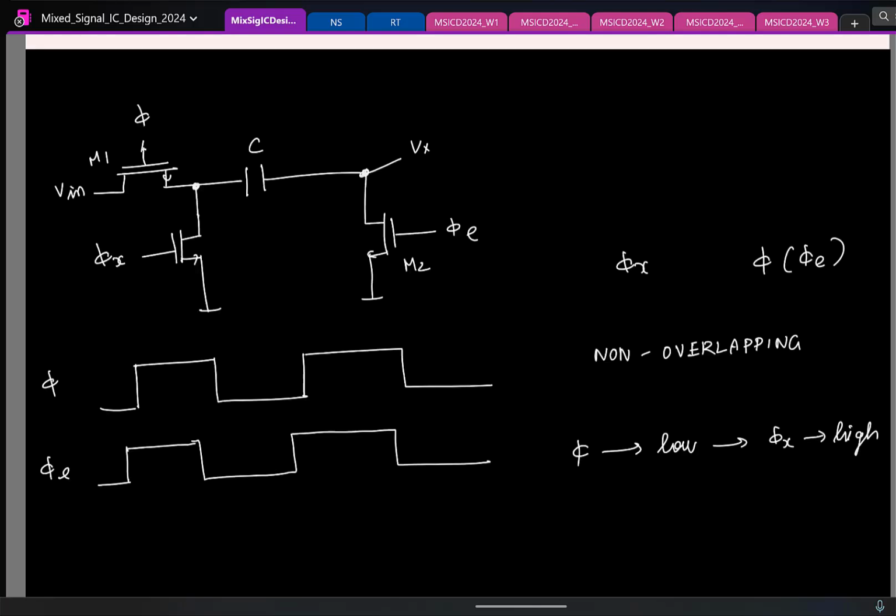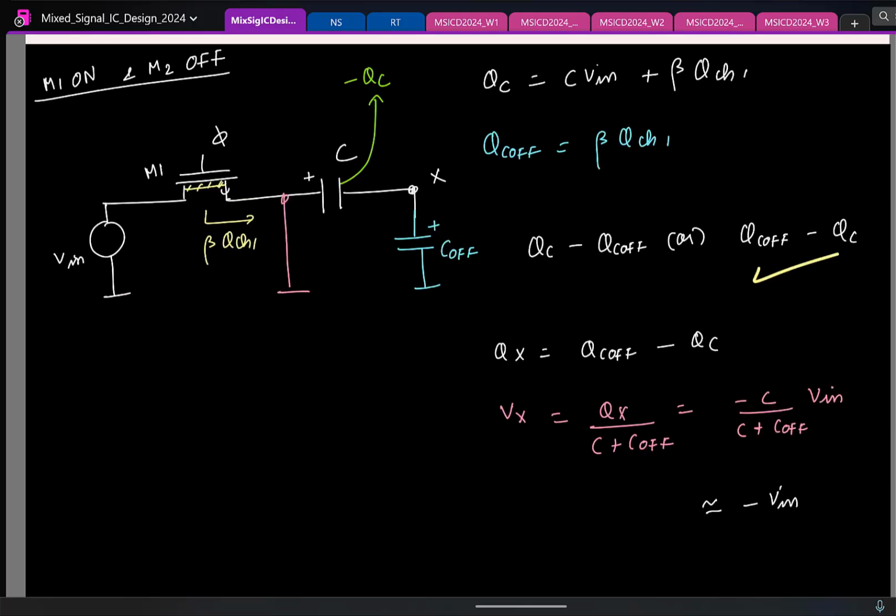No, not when M1 was on, right? Why do you want it to be on? No, this is after M1 is off. We are looking at the issue of charge injection that happens when the switch is turning off, right?